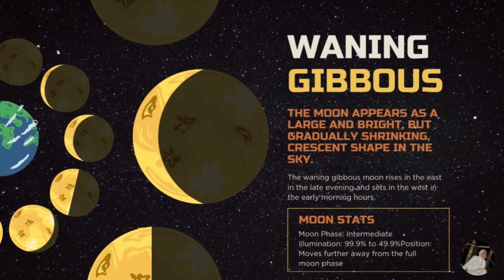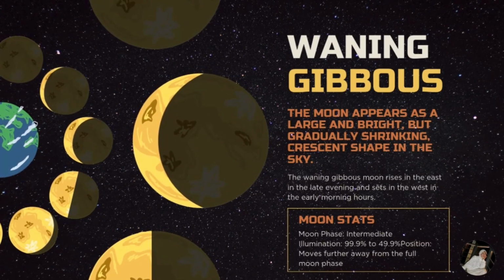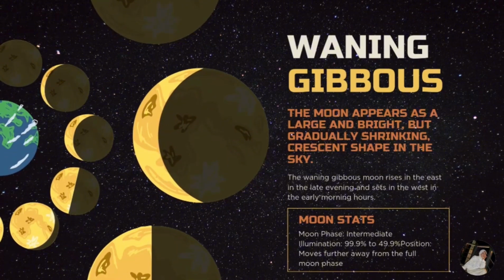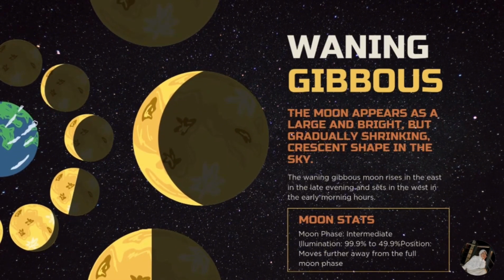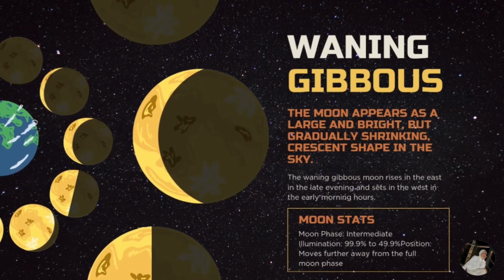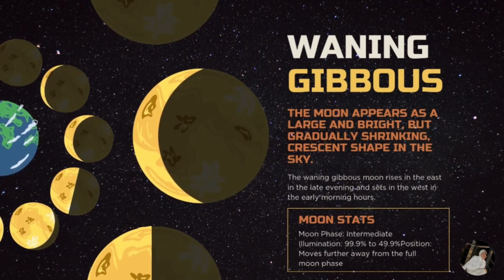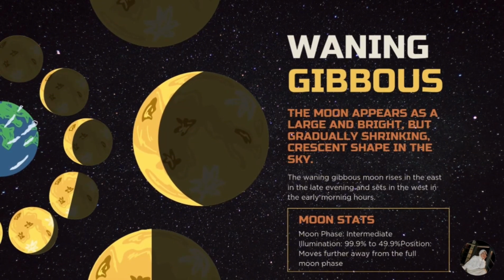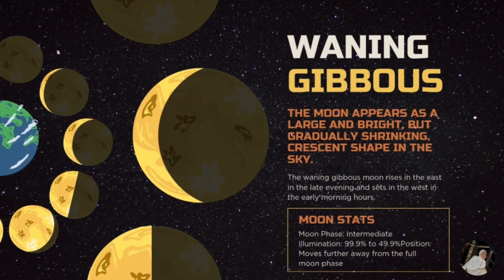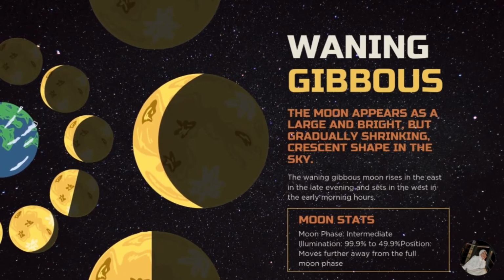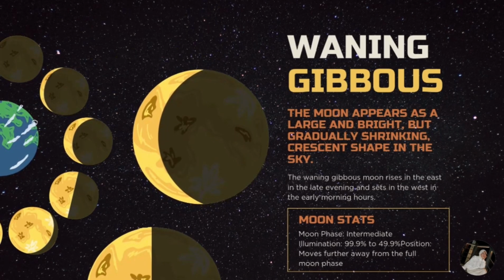Waning gibbous. The Moon appears large and bright, but gradually shrinking in the sky. The waning gibbous Moon rises in the east in the late evening and sets in the west in the early morning hours. Moon phase is intermediate. Illumination is 99.9% to 50.1%. Position is moved further away from the full Moon phase.